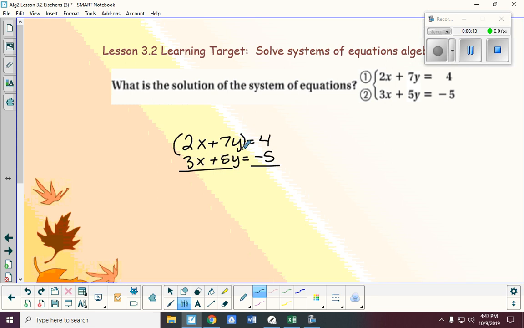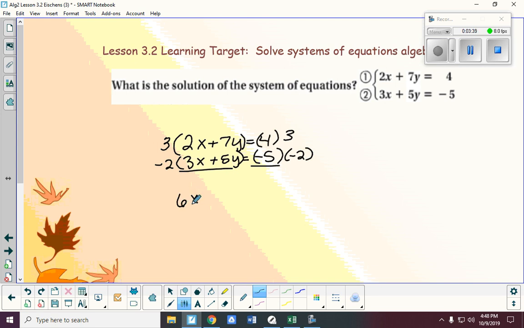So what we'll do is multiply. We say, okay, what do 2 and 3 go into? Well, they both go into 6. So I'm going to multiply the top equation by 3. And the bottom equation I'll multiply by a negative 2, because if this is positive 6, I want this to be negative 6. Remember, whatever you do to one side of the equation, you have to do to the other side. So now I'll rewrite the equations.